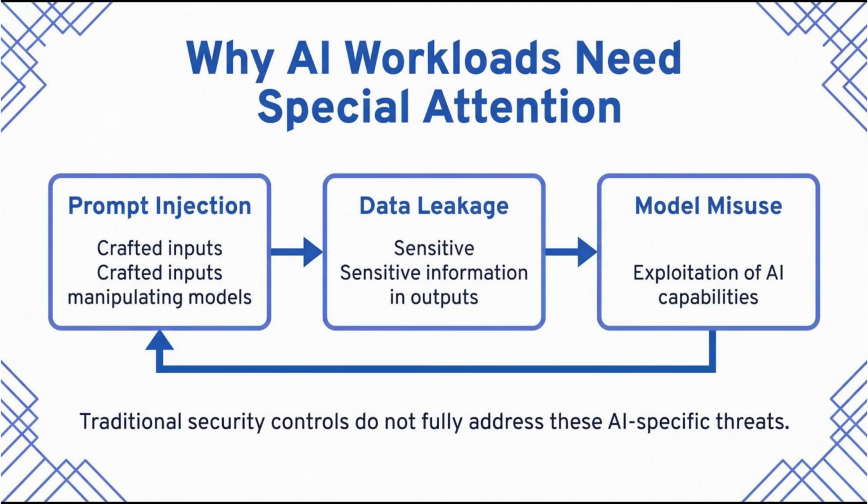Traditional security controls like network firewalls and endpoint protection are necessary but insufficient for AI workloads. Prompt injection allows attackers to manipulate model behavior with crafted inputs. Data leakage exposes sensitive information in outputs, and model misuse exploits generative capabilities for harmful or out of scope content. These threats originate at the application and model layer, requiring specialized detection and guardrails beyond infrastructure security.